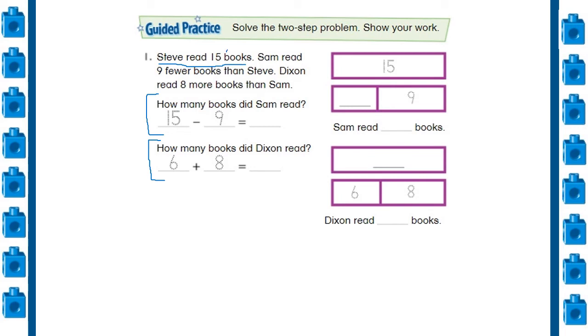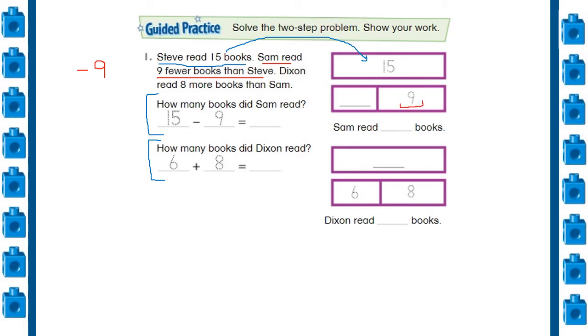Okay, I'm going to put that right there. The reason I'm going to put it there is if we read the story, we'll see that that's the biggest number. Then it says, Sam read 9 fewer books than Steve. Well, 9 fewer is the same as saying minus 9. So we've got a bar diagram here. Okay, we've got our 9.